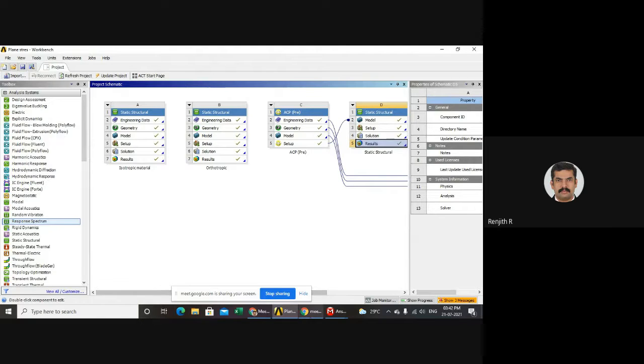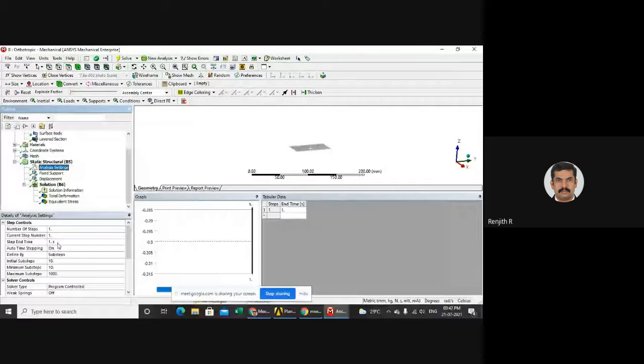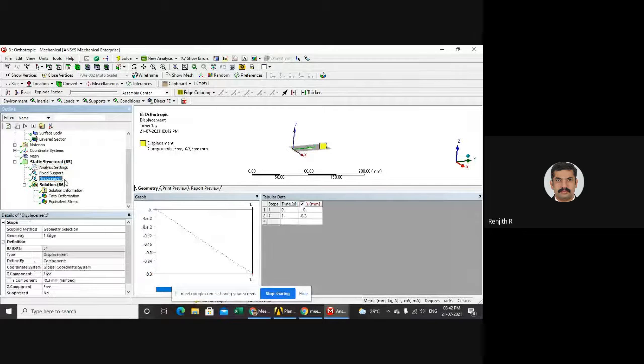For example, if you take the static analysis and go to analysis settings, my analysis end time is 1 second. That is, if I give a displacement, it will be applied completely by the end of 1 second. So this type of loading in FEA is called ramped type loading, which means, for example, if the displacement reached only 0.5 seconds, 50% of the displacement is there. That is, if my final displacement is 0.3, at 0.5 seconds that will be 0.15 millimeter displacement.